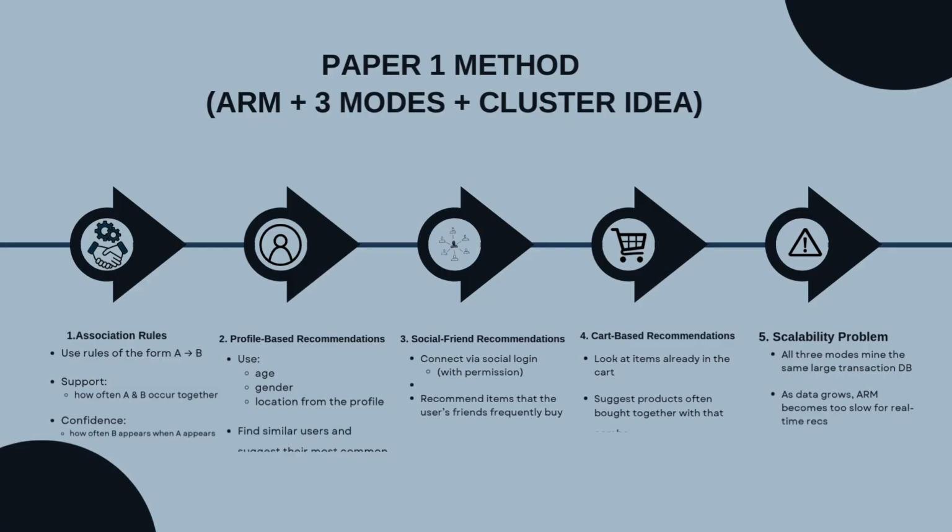So, method-wise, everything is built on association rules of the form A implies B. Support tells us how often A and B appear together, and confidence tells us how often B appears when A appears. They use three main modes.